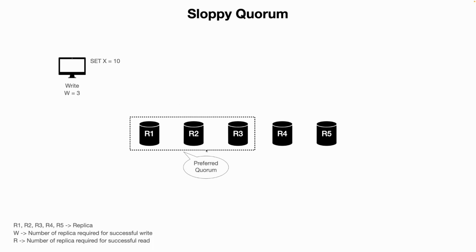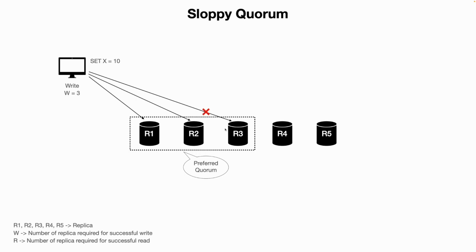Preferred quorum means R1, R2, R3 are the up to date ones, and we can use the preferred quorum for read and write. There might be lag on R4 and R5, so that's why R1, R2, R3 are the preferred quorum. Here the client initiated the request for writing the value of x to R1, R2 and R3, but the client could not write on R3.